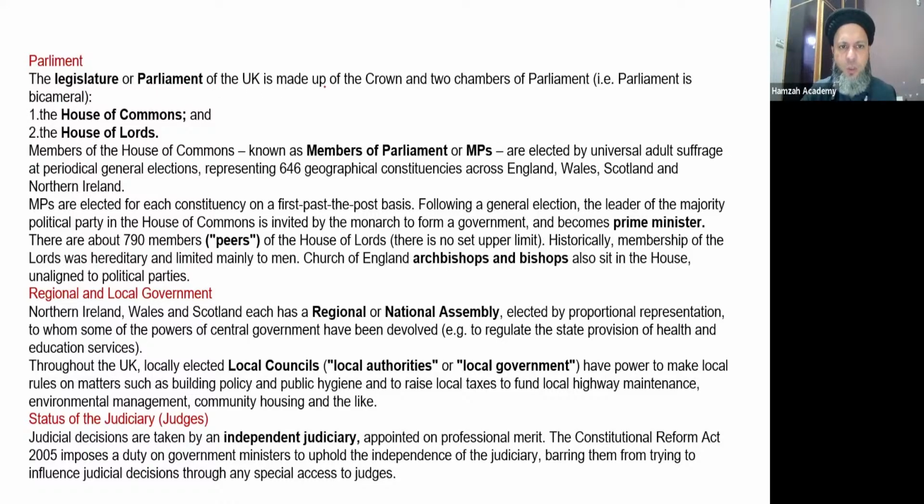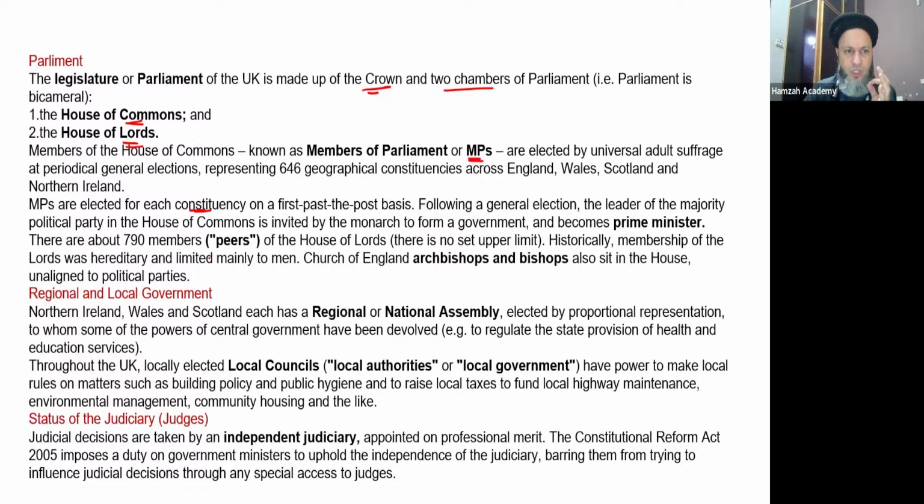The legislature or Parliament of the UK is made up of the Crown, meaning the King now, and the two chambers of Parliament, and it is known as bicameral. Bicameral means there are two chambers. The two chambers are the House of Commons and the House of Lords. Members of the House of Commons are also known as MPs, or Members of Parliament. They are elected as in a general election, for each constituency on a first past the post basis. No need for further detail on that.